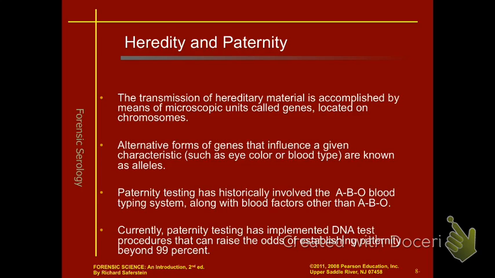When we're looking at blood typing, we're looking at genes that are located on chromosomes. The different forms of genes are known as alleles. Paternity testing before DNA fingerprinting involved blood typing, along with blood factors other than ABO, but mainly the ABO blood typing system. Now they use DNA testing, and that can establish paternity beyond 99% accuracy.